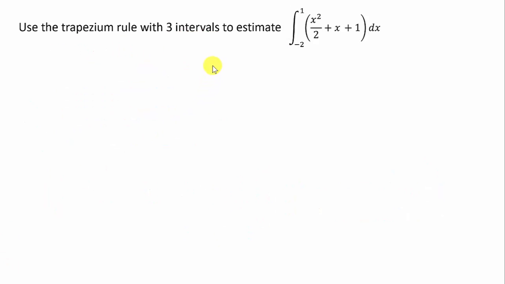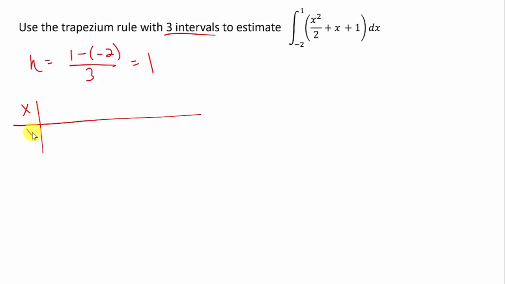All right, I want you to take a minute and pause the video and try this one. Okay, so this time we want 3 intervals. So h is going to be equal to top bound minus bottom bound over 3. Again, this one comes out nice to give me 1. So when I make my table, I'm going to always start here at -2, and then I'm going to go 1 unit each. So -2 plus 1 basically is going to give me -1, 0, and 1, which is where I wanted to stop. That's 1, 2, 3 intervals, so I'm good.